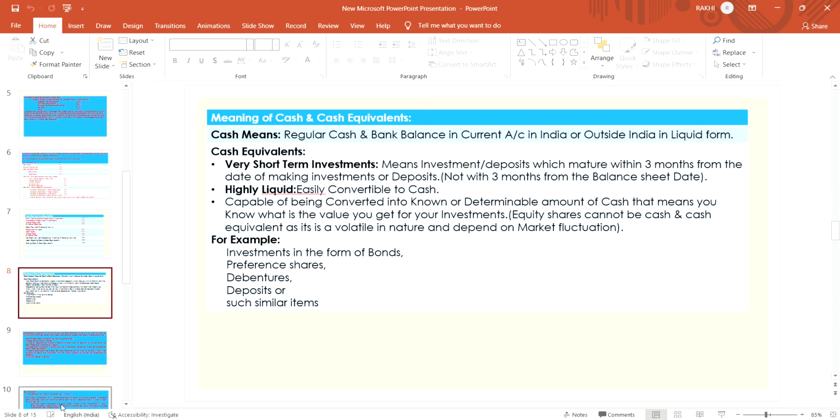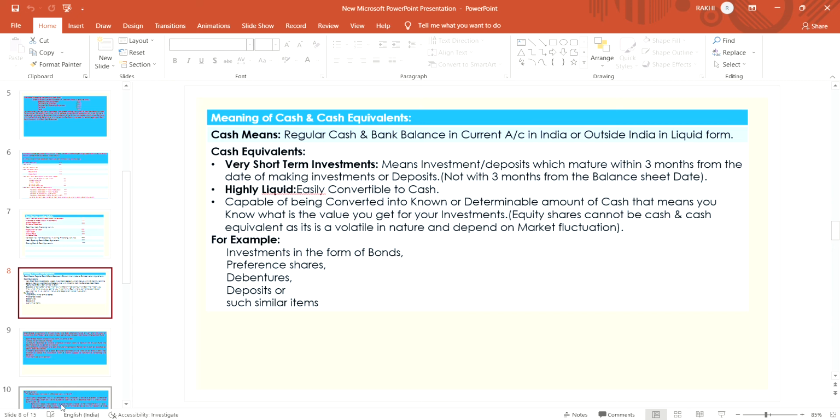So a very short term investment is cash and cash equivalent, where the period of that investment is 3 months from the date of making investment. So very short term investment means investment or deposit which matures within 3 months from the date of making investment, not within 3 months from the balance sheet date. This will be explained by example.